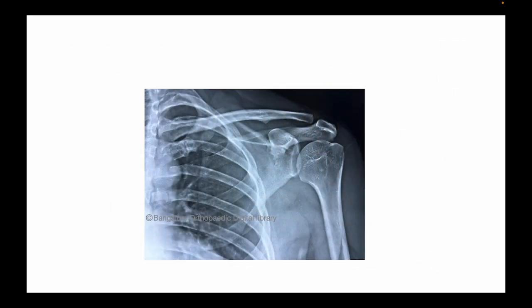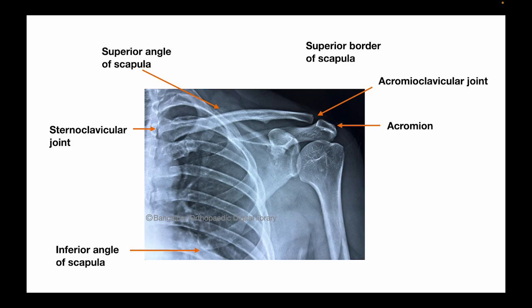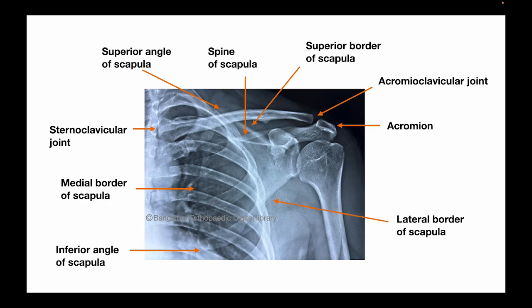Before we start with the specifics, a quick look at the basic radiological identities of the shoulder girdle. The sternoclavicular joint, the acromioclavicular joint, acromion, the superior angle of the scapula, the inferior angle of the scapula, the superior, the medial, and the lateral borders of the scapula, the spine of the scapula, and the tip and the base of the coracoid process are marked here.